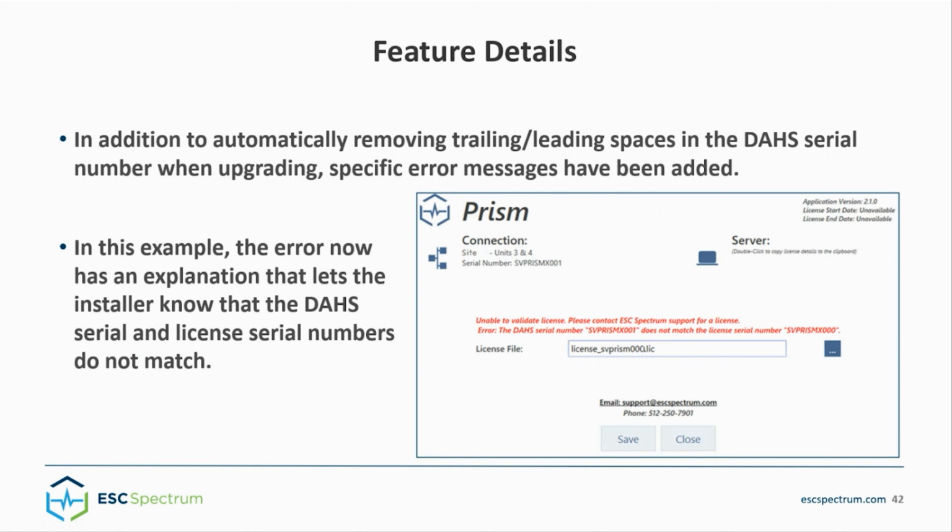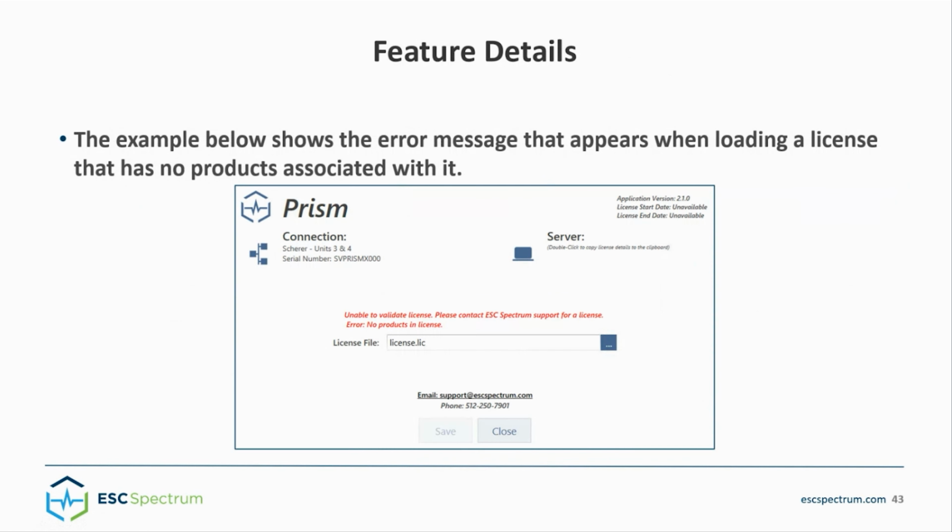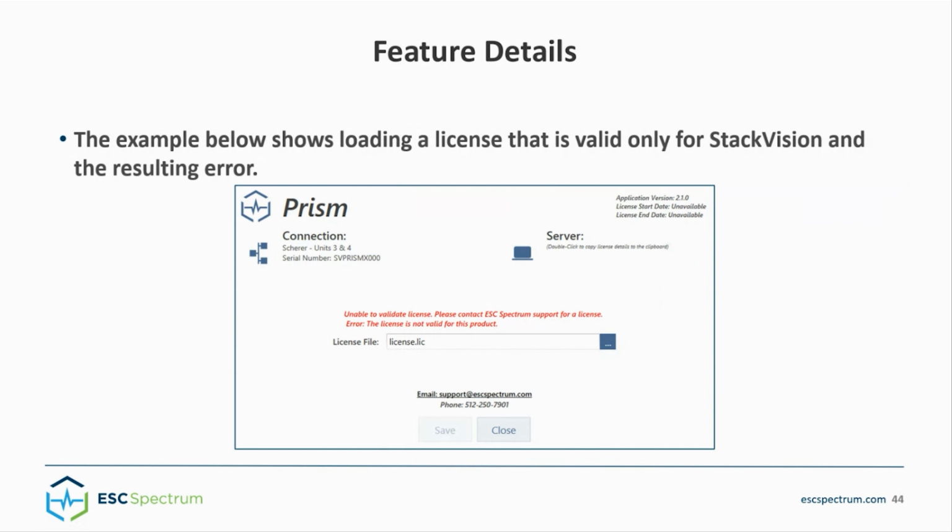So this is an example of where the dash serial numbers were different from the database and the license file. Now there is an error displayed. This is an example of there were no products in a license, and another example of where a license with a different product than Prism was attempted to be saved.